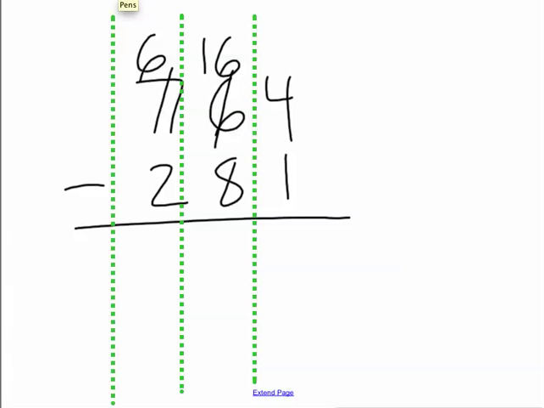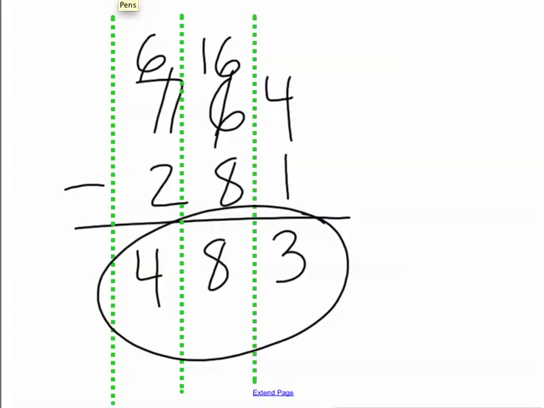So now we can subtract from the ones column. 4 ones minus 1 one is 3 ones. 16 tens minus 8 tens is 8 tens. And 6 hundreds minus 2 hundreds is 4 hundreds. 483 is our solution.